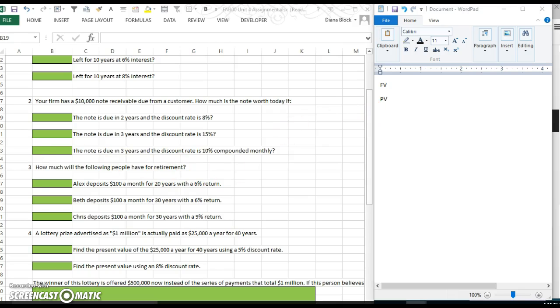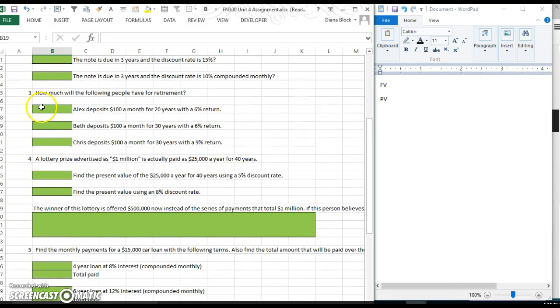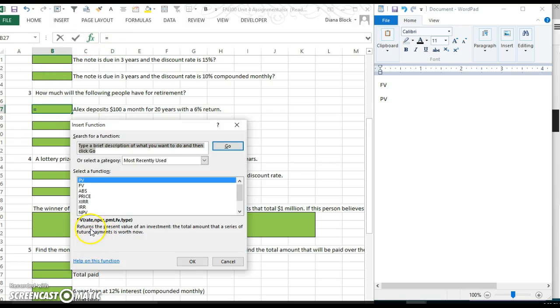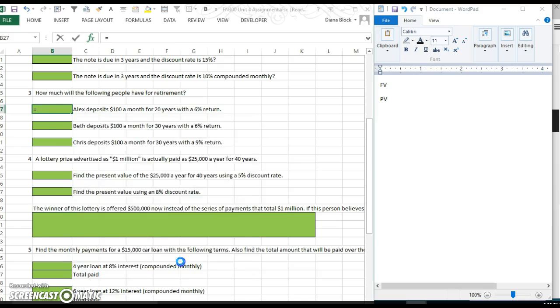And so on this next section, we're going to go back to using the future value again because we have money that we're depositing and we want to know how much it will be at some point in the future. And in these cases, on problem 3, we're making regular deposits. It's not just one set amount of $5,000. We're going to make $100 a month for 20 years. So there's multiple payments involved. So that's going to be a little bit different, but it's still the future value function.